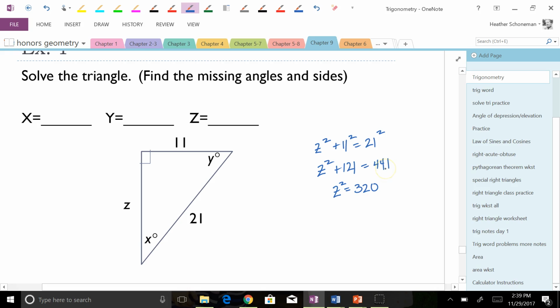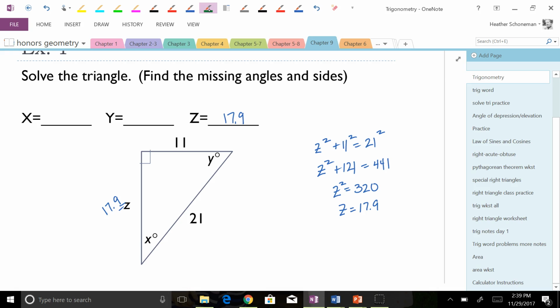Now here's the good news. You don't need to simplify the radical on these solving problems because the directions say round to the nearest tenth. So in your calculator, find z to the nearest tenth, and you should get z equals 17.9. All right, now we need to find x or y.